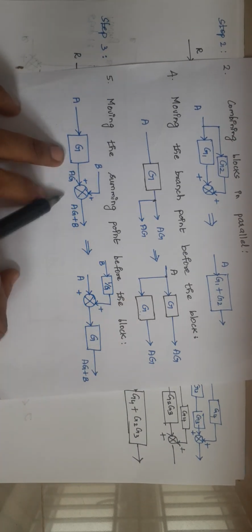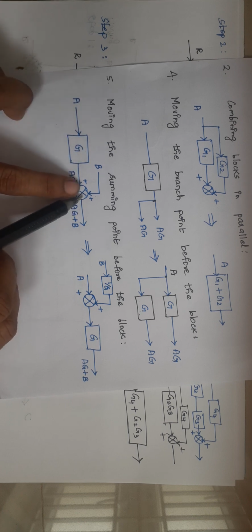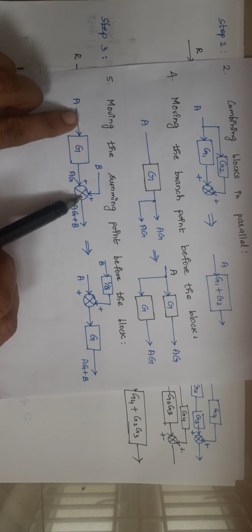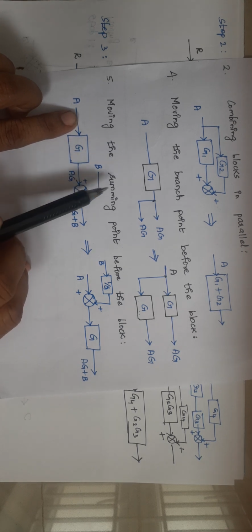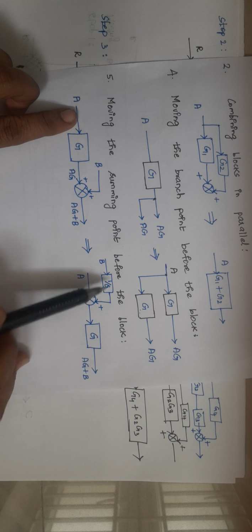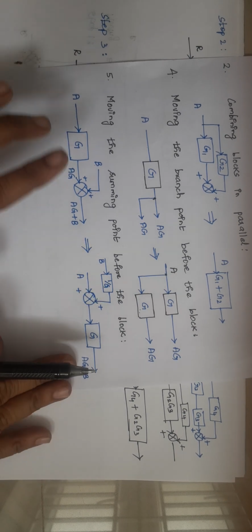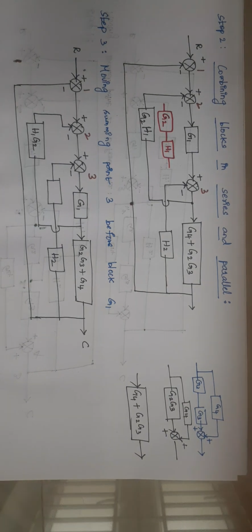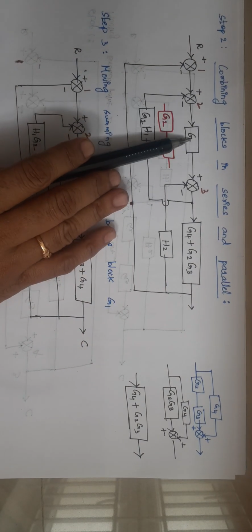Now I am going to move this summing point before this block G. Whenever a summing point is moved before the block, there is another input over here. Here we have to include the reciprocal of this block, that is 1 by G, to this input B, right? So this is our step. Here we have included the reciprocal of G. That's it. Similarly, I am going to move this summing point 3 before the block G1.